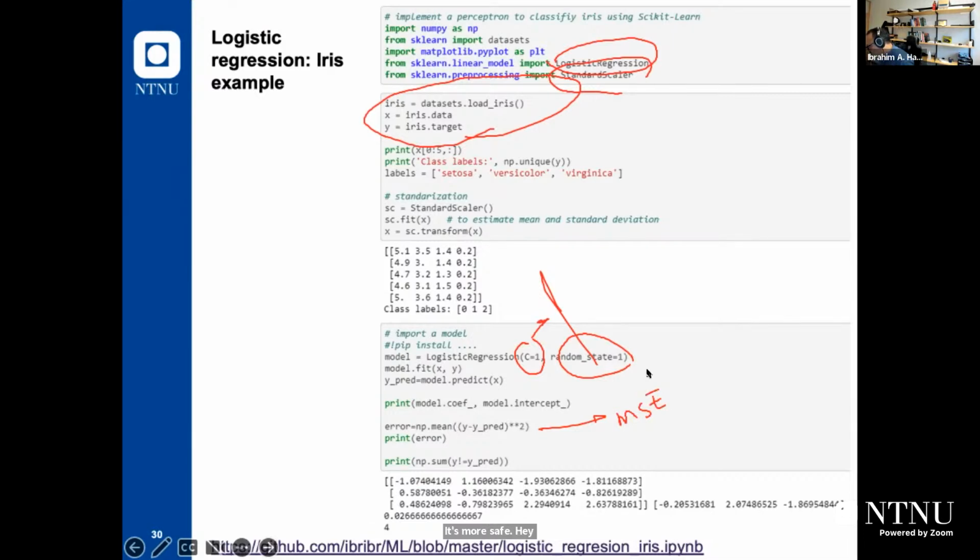Or you can get the same value, in fact, by counting the number of cases where Y does not equal Y predict. So this is the number of misclassified examples, or misclassification.